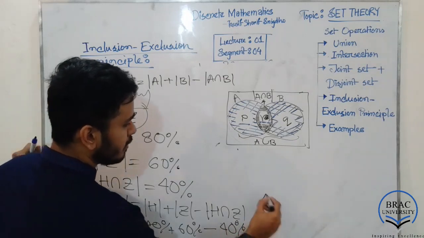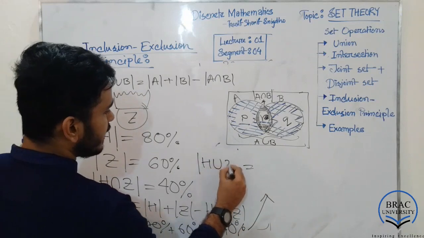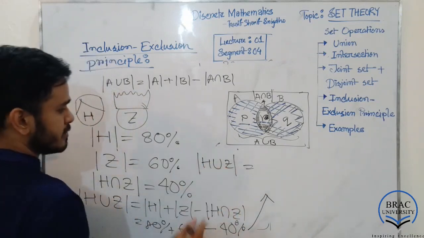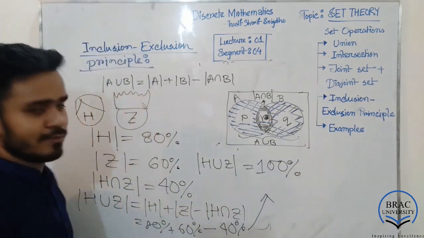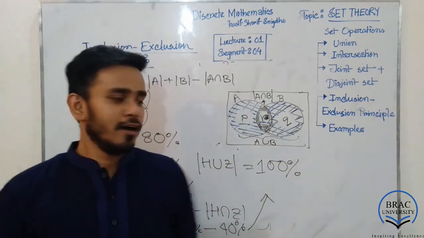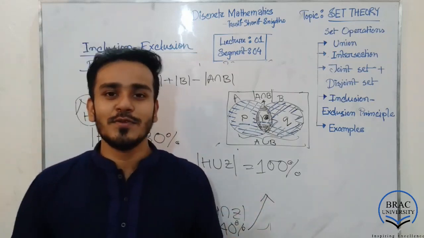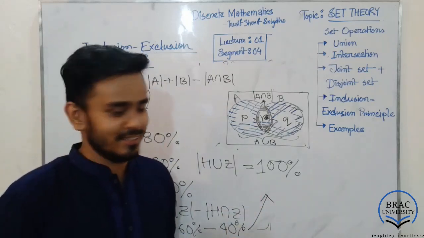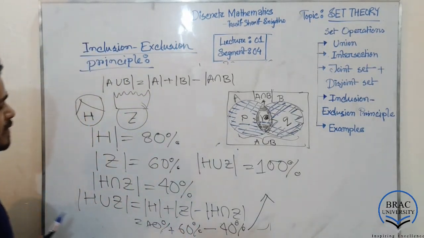So from here we get that cardinality of H union Z equals 100%. That means 100% of BRAC students are either a fan of hero alum or Zaid Khan. Okay, so that's how we apply the inclusion exclusion principle.